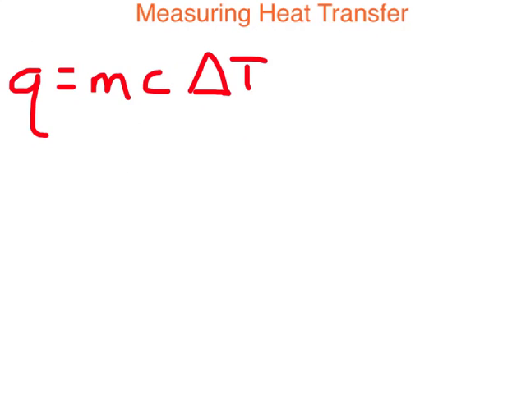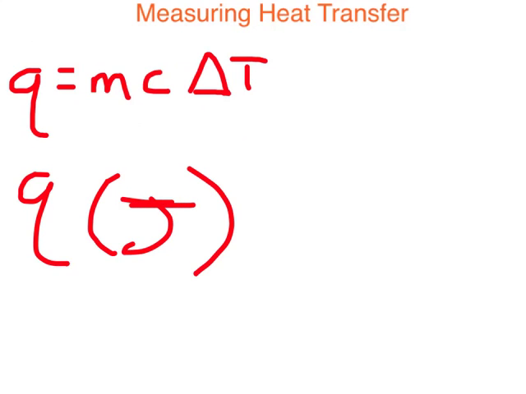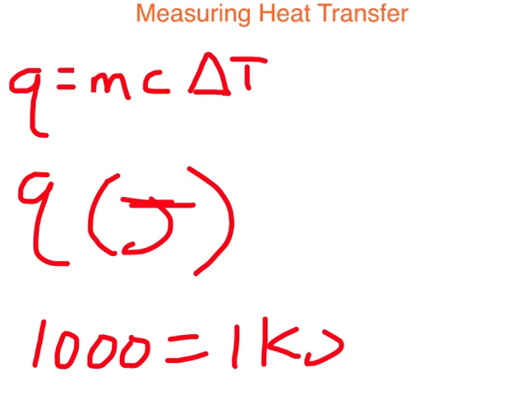The units for Q are joules. Okay, and joules are the SI unit, the System International unit for energy. So any type of energy you talk about in this class is going to be measured in joules or kilojoules. And remember, 1,000 joules equals 1 kilojoule.